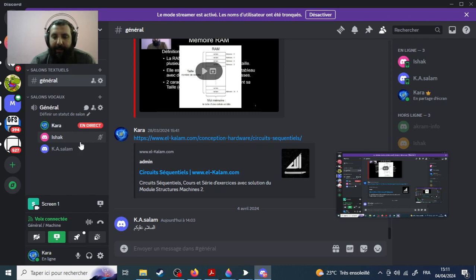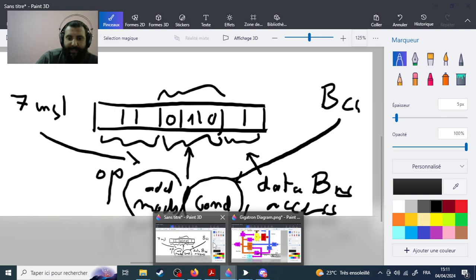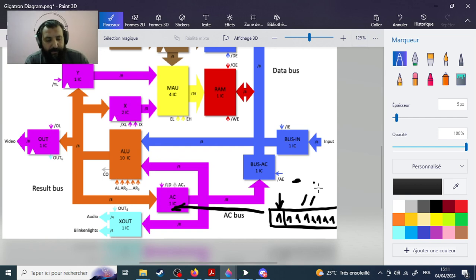I will give you some clues. This is one, this is the negative value. I put a one here. One is for negative and zero for positive. This is a negative value.